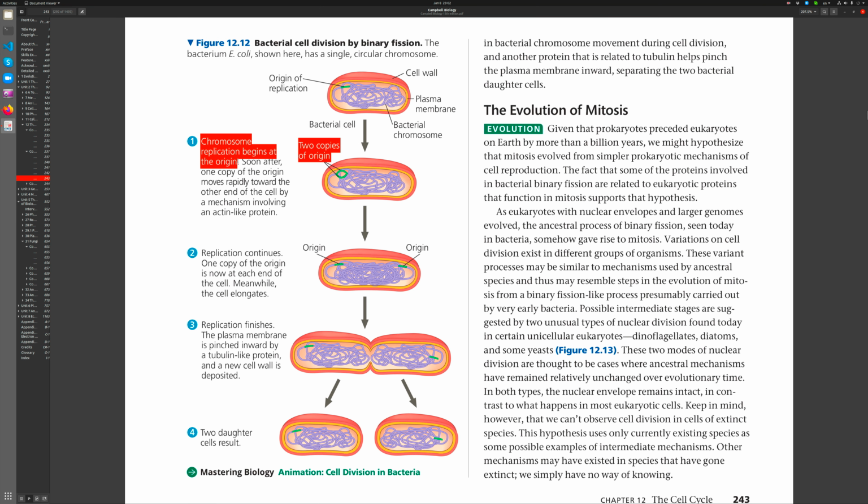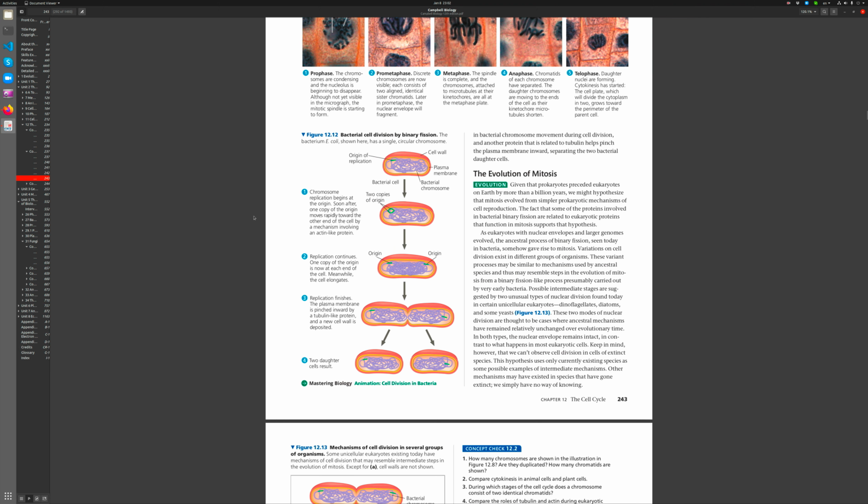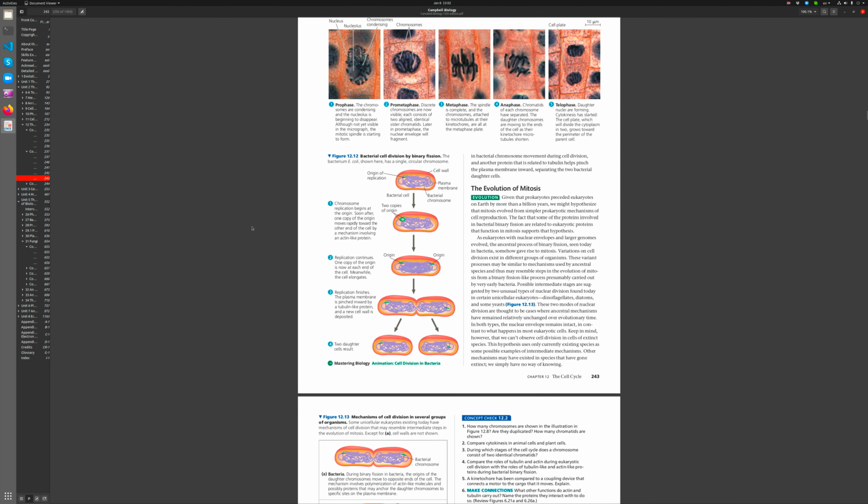Chromosome replication begins at the origin. Soon after, one copy of the origin moves rapidly towards the other end of the cell by a mechanism involving an actin-like protein. Replication continues. One copy of the origin is now at each end of the cell. Meanwhile, the cell elongates. Replication finishes. The plasma membrane is pinched inward by a tubulin-like protein, and the new cell wall is deposited. Two daughter cells result. We have the whole thing.